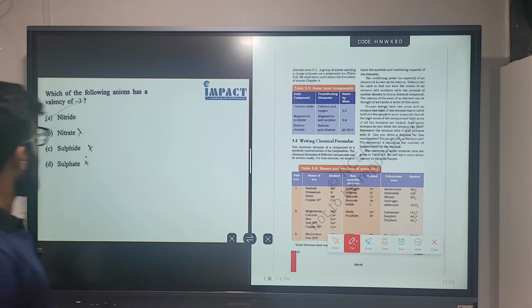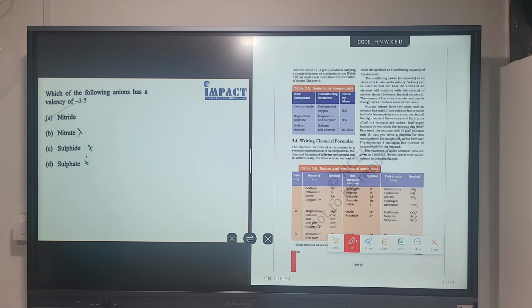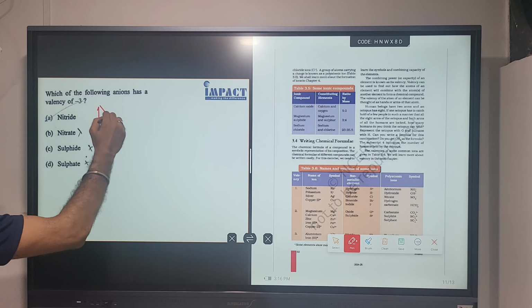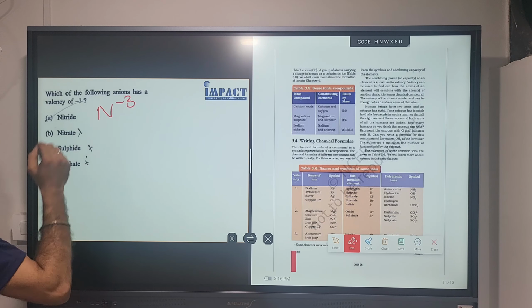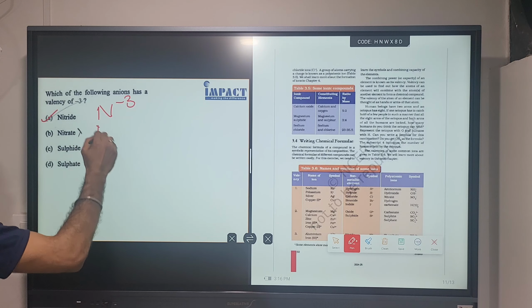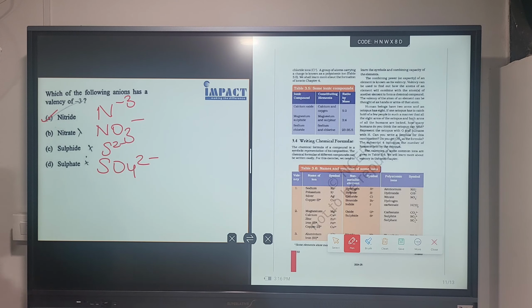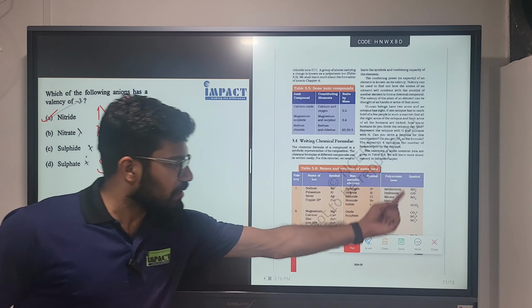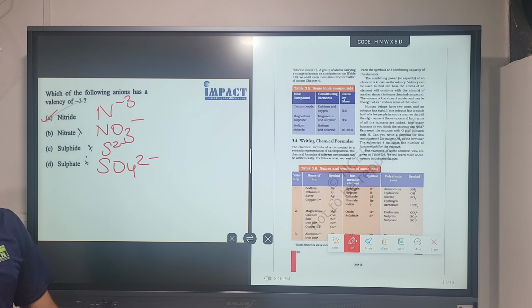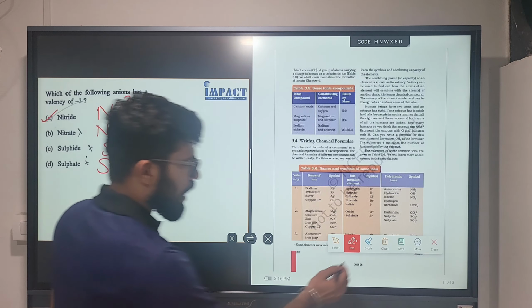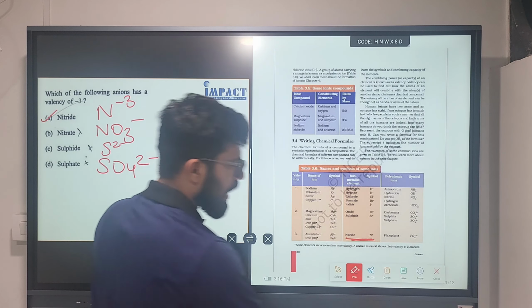Next question. Which of the following anions has a valency of -3? Let me break it down for you. Nitride is known as N-3. This is your right answer first of all. Nitrate is NO3 negative. Sulfide is S2 negative. Sulfate is SO4 2 negative. And you can see this is the only chart which has been used for this, and your answer is hidden over here, nitride.